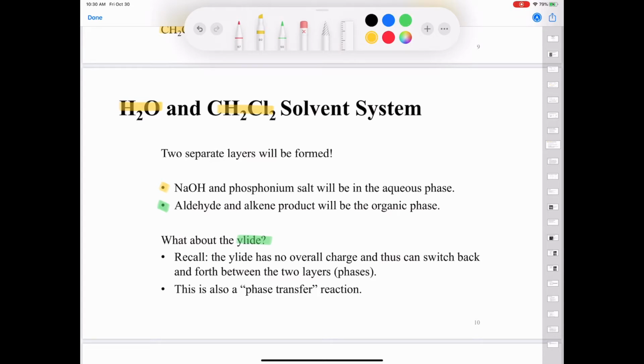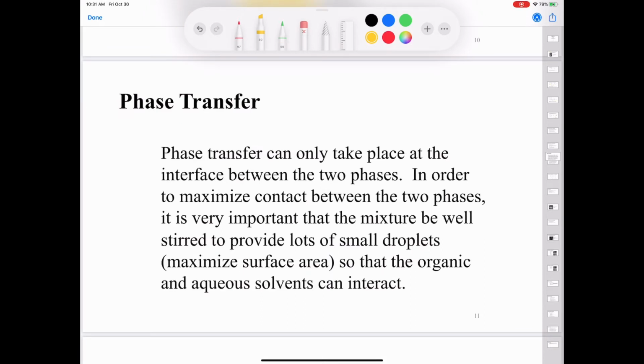So the reaction is actually occurring at the interface of the two solvents. This is called a phase transfer reaction. Phase transfer can only take place at the interface between both the aqueous and organic phases. In order to maximize the contact between the two phases, it's really important that the mixture be well stirred to provide lots of tiny droplets so that the organic and aqueous solvents can interact. The take-home message from this slide is that you're going to have to stir your reaction mixture very well.